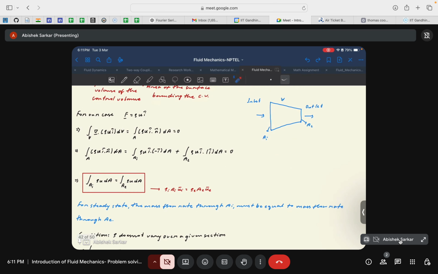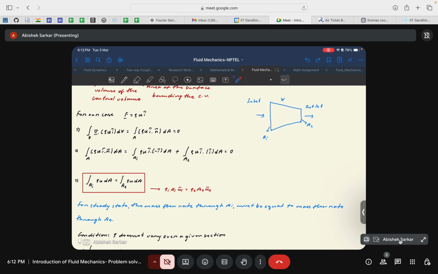Now n cap here will be the normal vector of the area of the inlet and the outlet. Since there are two areas, one area at the inlet and one area at the outlet, you need to apply this equation at both the inlet and outlet. Depending upon the problem, if there are multiple inlets and multiple outlets, this integral becomes a summation where you sum up the contributions of all these flows across the inlets and the outlets, and look at the net change in this integral.